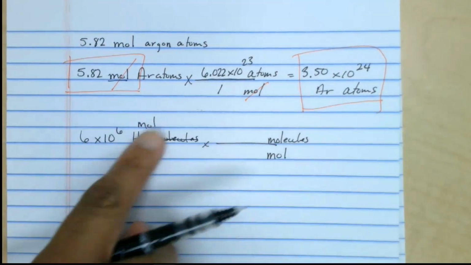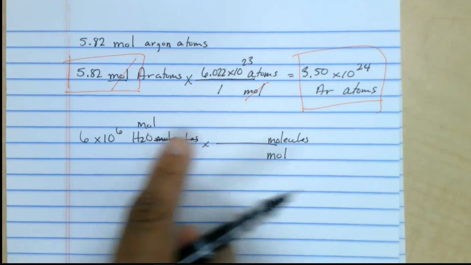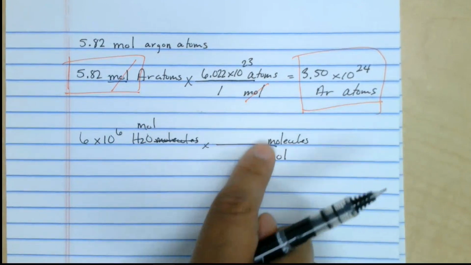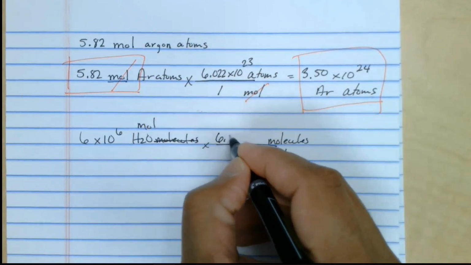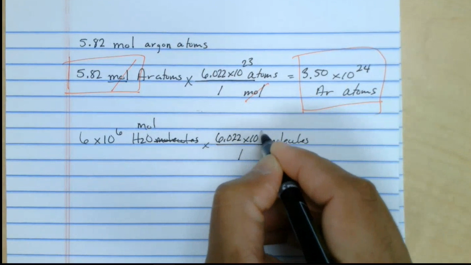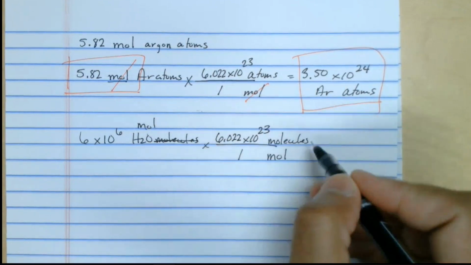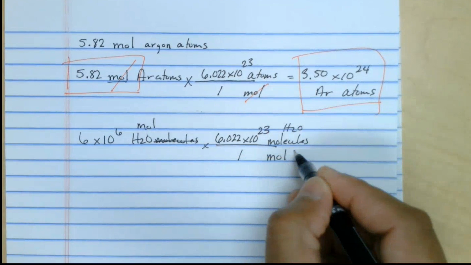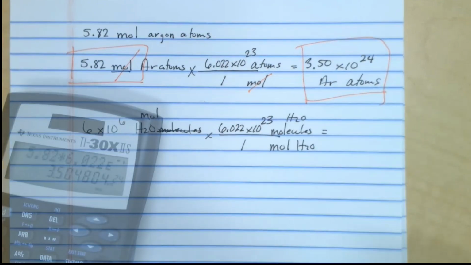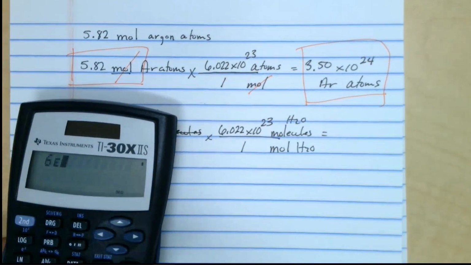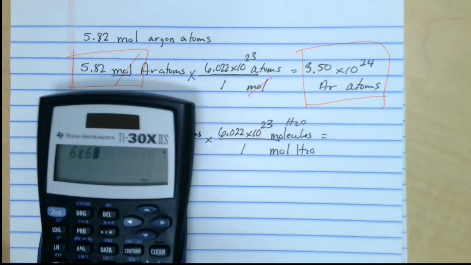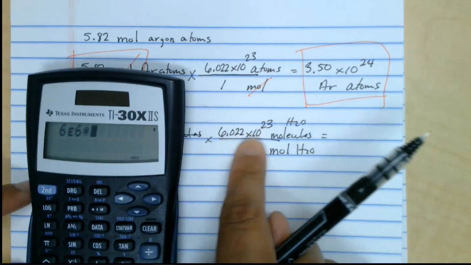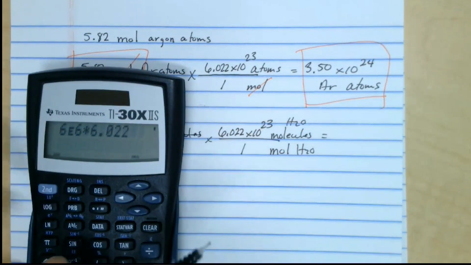Okay, so we want to convert the mole of water molecules to the actual number of water molecules. So look at this ratio. 1 mole is equal to 6.022, 10 raised to the 23 water molecules. 6 second E, so times 10 raised to the 6, that's what it tells me, times, here's another number, 6.022 times 10 raised to the 23.